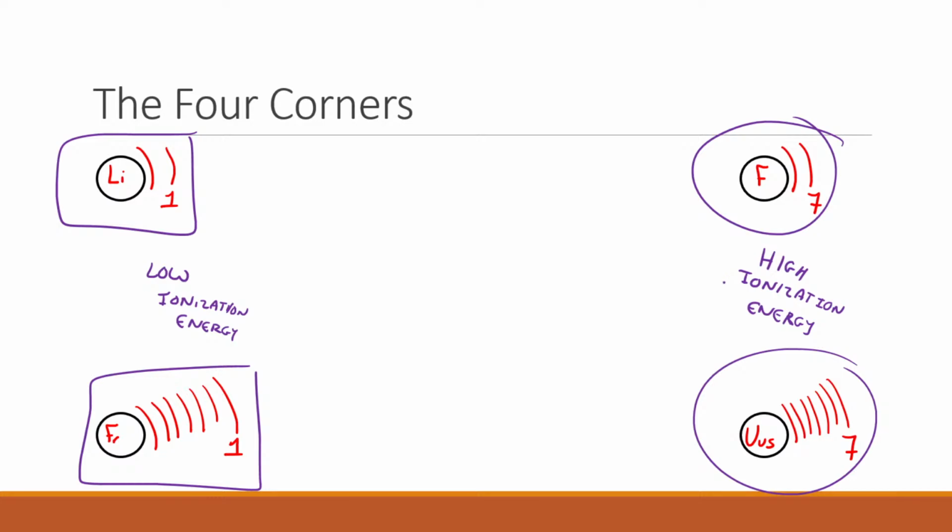And so as we look from left to right on the periodic table, we are going to notice that ionization energy increases as we go from left to right. The more right you are, right, the more to the right an element is, the higher its ionization energy will be.